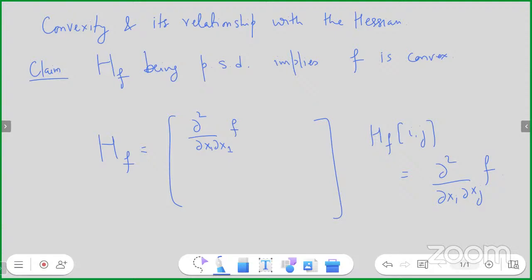We would like the converse also to be true: that if the Hessian is positive semi-definite, then the function is convex. Is that actually true? We showed that if the Hessian was positive semi-definite, then the function was convex. That's a good test. If you wanted to test for a function to be convex, just go and check its Hessian, and we're done. Now we're saying, suppose f is convex. What can we say about the Hessian?